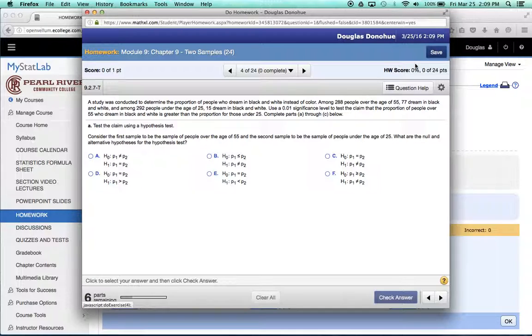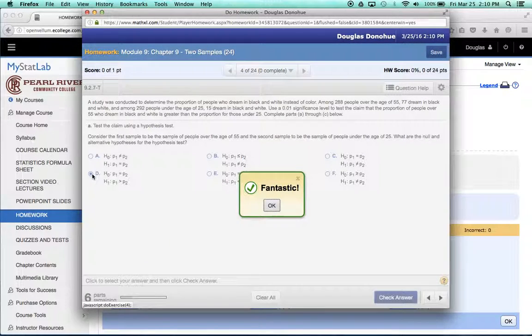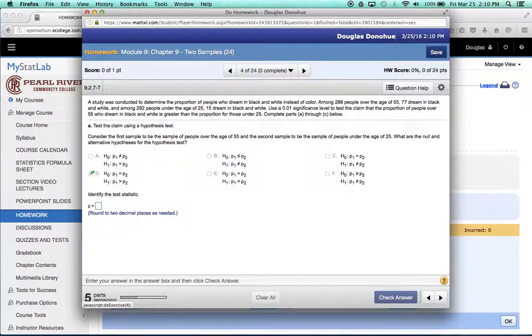So the null hypothesis would be that the proportion in population 1 is equal to the proportion in population 2. The alternative hypothesis would be the proportion in population 1 is greater than the proportion in population 2. So that is answer choice D. The z statistic will be calculated from the data in the problem. So here's where we're going to go to StatCrunch.